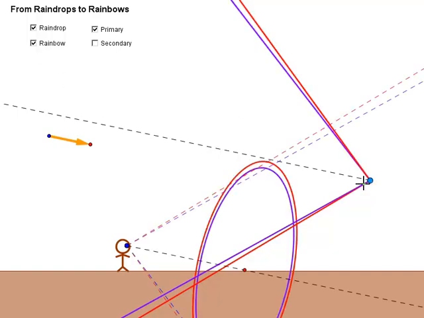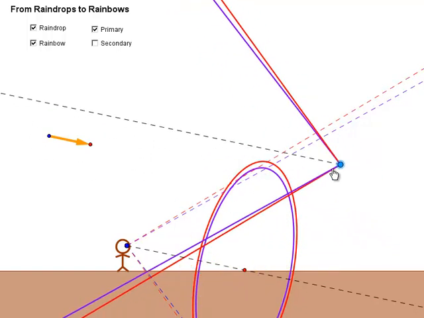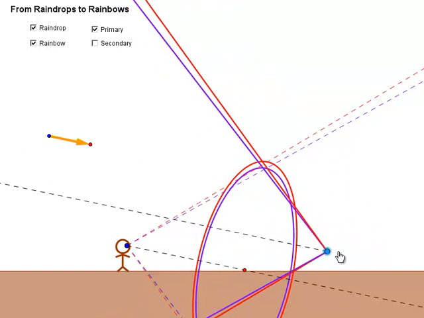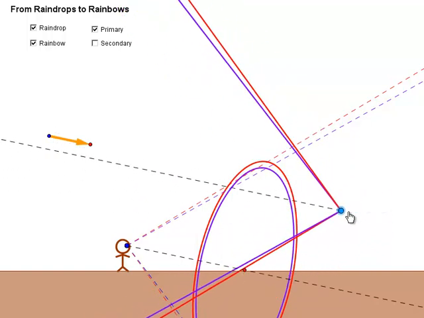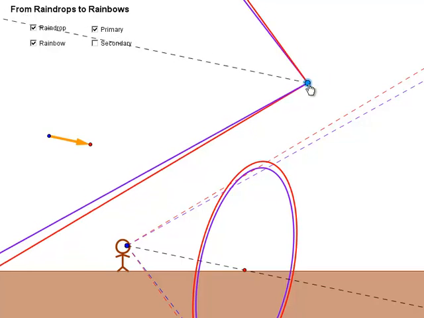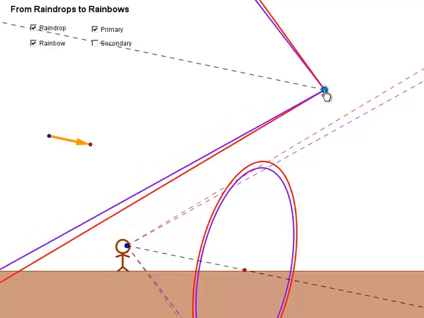And the answer is it's not one water droplet. It's many, many water droplets, each one sending light in a particular direction. So the water droplets all over the sky in here are inside the bow, and the water droplets out here would be outside the bow.